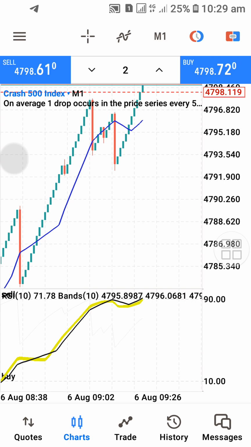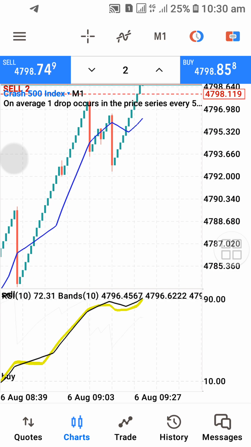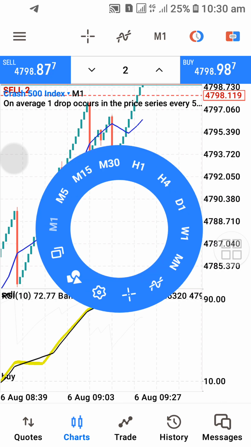I also want to let you know one thing about trading. If you're a Boom and Crash trader or you trade any of the synthetic pairs, it doesn't depend totally on the indicators alone, and you shouldn't just place a trade without going through the market structure. The reason why I placed this trade is that I've also gone through the market structure.